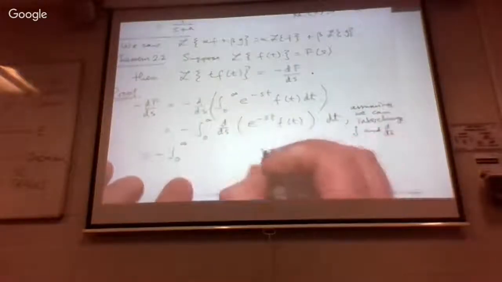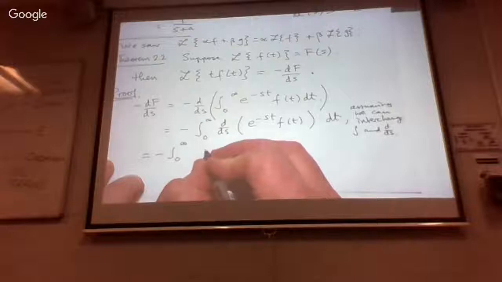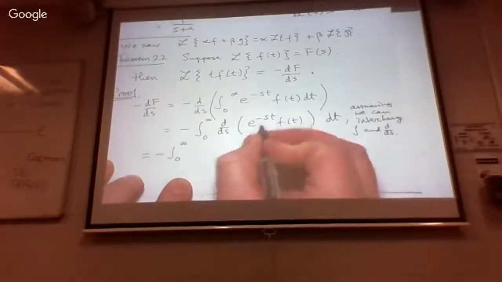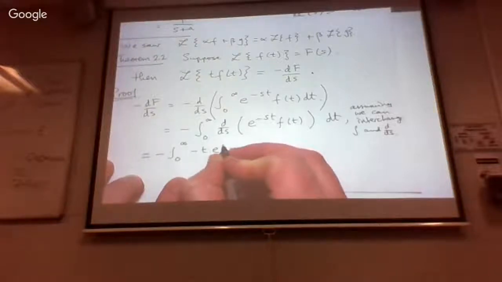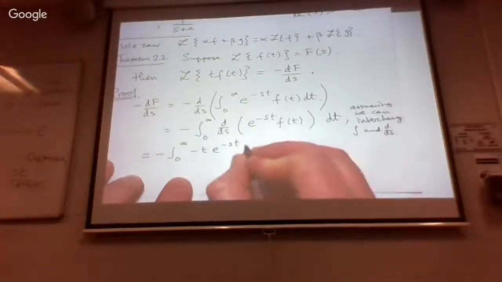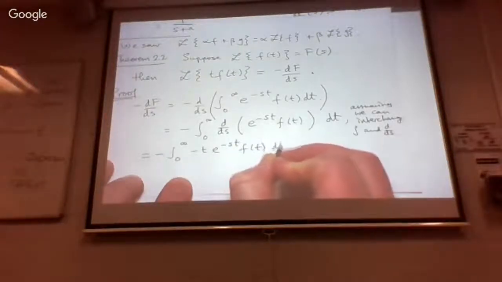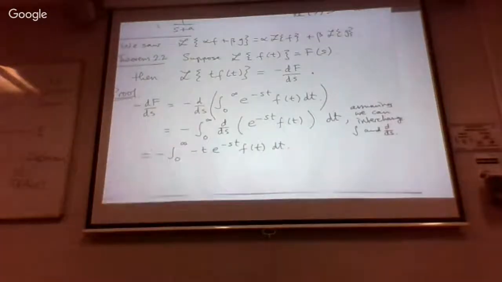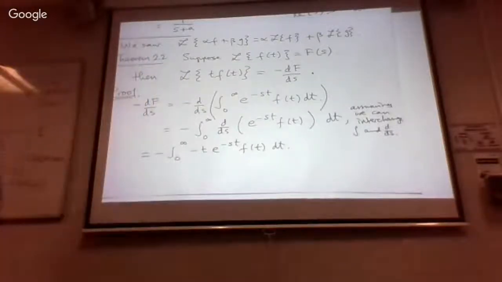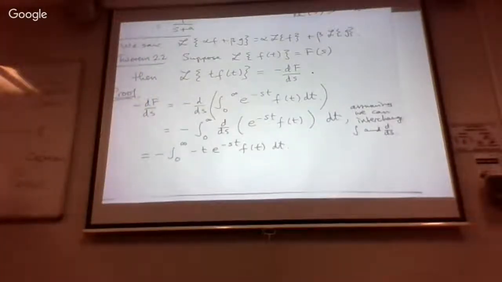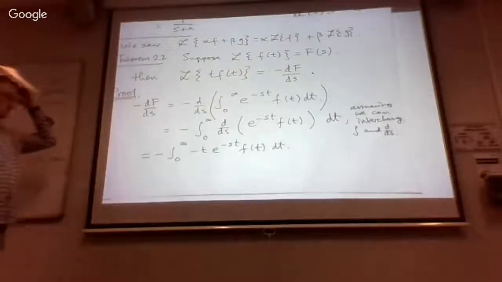So how do you differentiate it? Well, it's differentiating this with respect to s. It's going to be minus t times e to the minus st times f of t dt. So that's just carrying out this differentiation. Differentiate that with respect to s, and then just tidy it up and repackage.